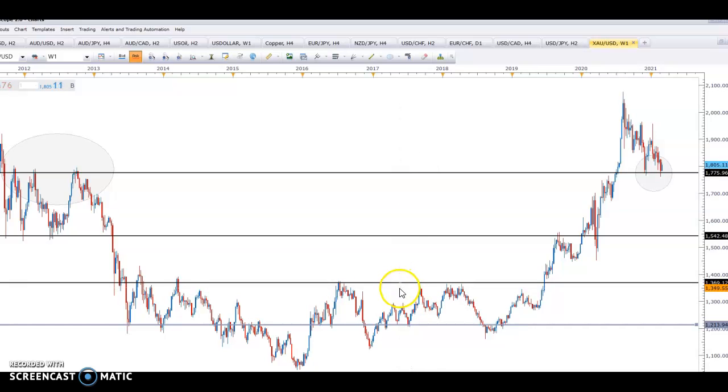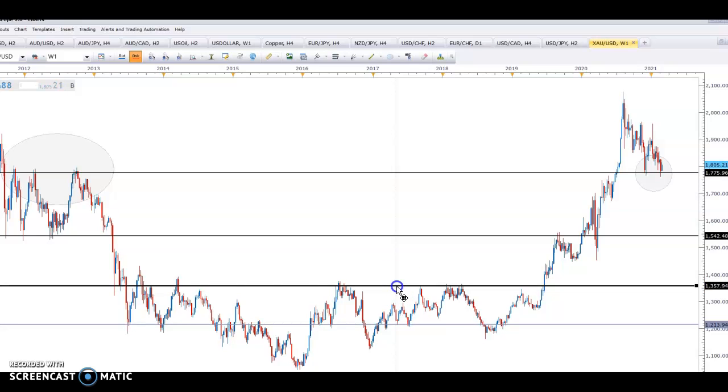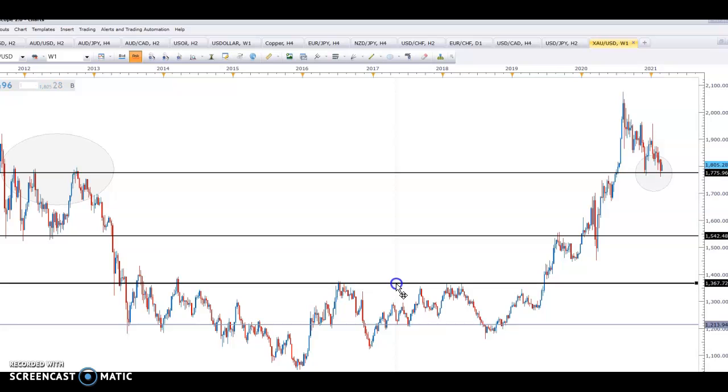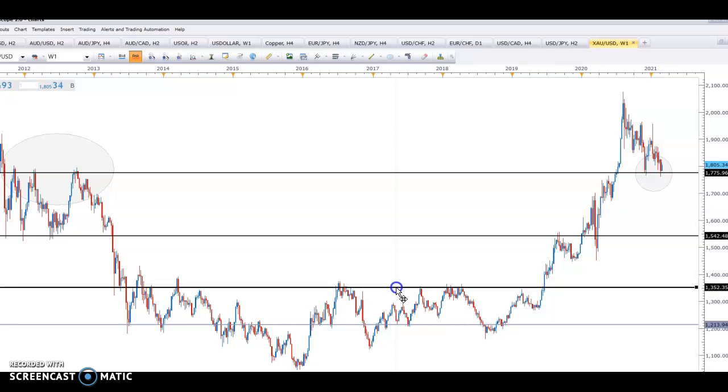Now, as I say, we want this price to touch at least 3 times, so you might want to adjust your line to correspond with that. You don't want it just touching twice. 3 times or even 4 times here is significant.